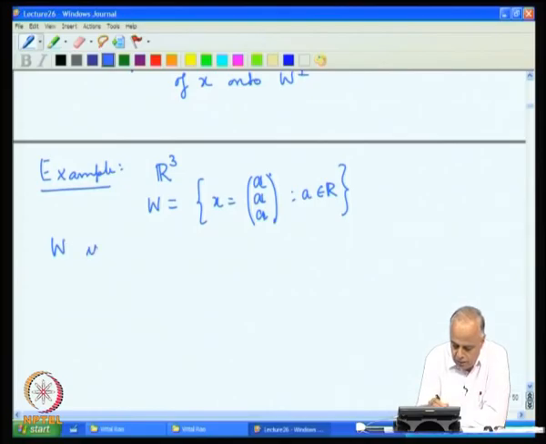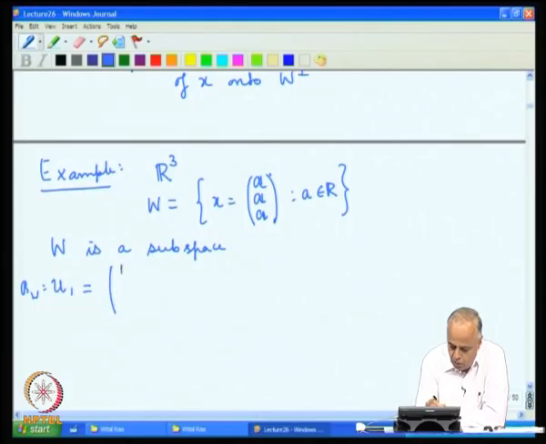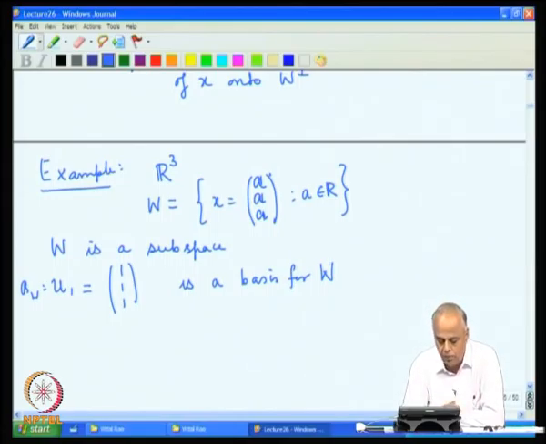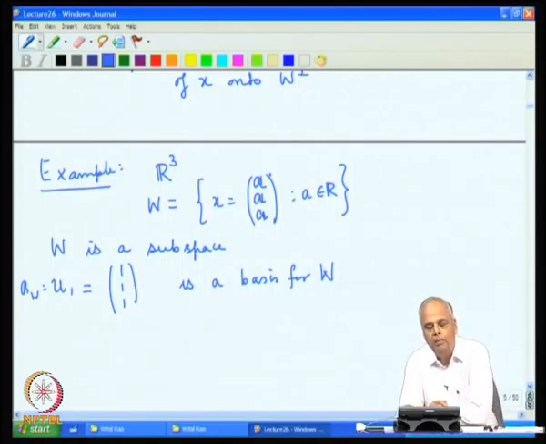So, it is the collection of all vectors which have all components equal to each other. Now, W is a subspace, we have seen this before, and if we take B_W to be the simple vector (1, 1, 1), then this is a basis for W. It is easy to verify this, because u1 = (1, 1, 1) has all components equal, and therefore u1 belongs to W, and any vector in W is just a times u1, a linear combination of u1. Since u1 is linearly independent, B_W is a linearly independent set in W which spans W, and hence it is a basis for W.